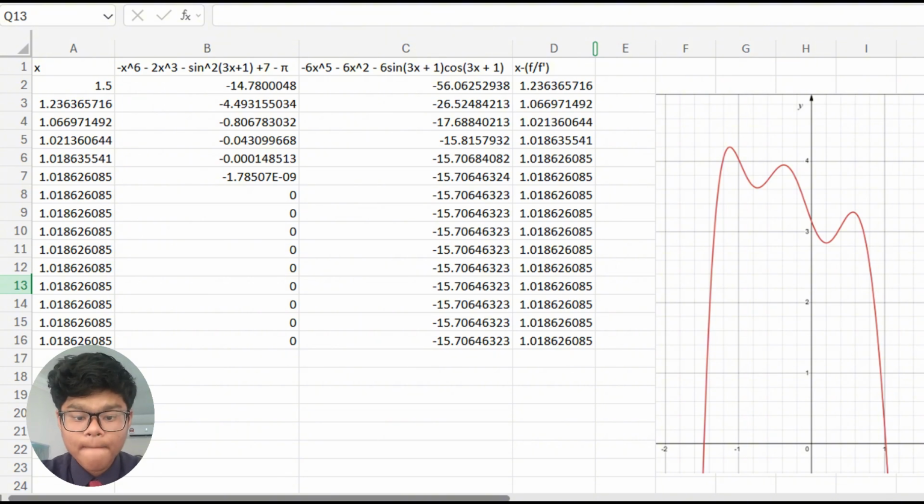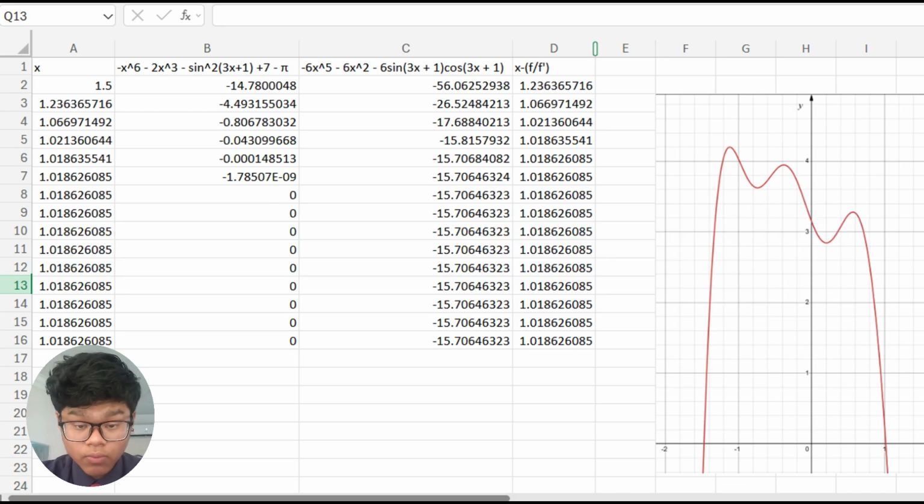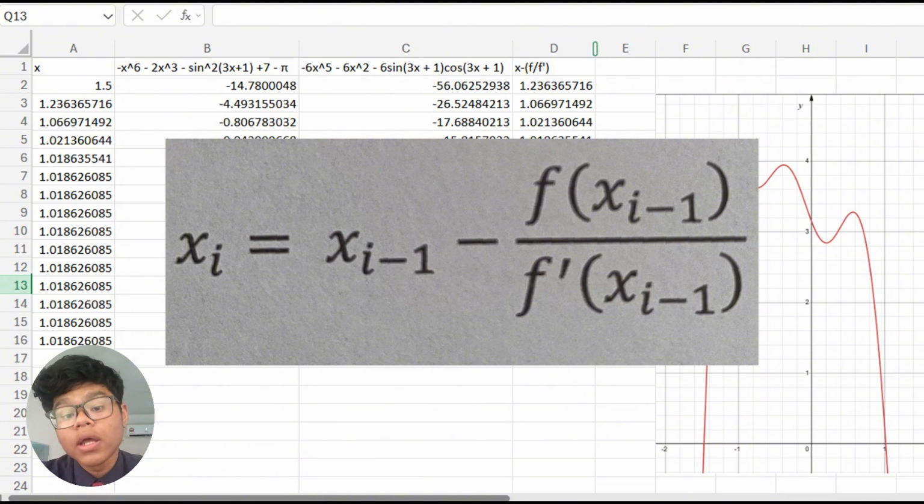of the Taylor series. By taking the first two terms of the Taylor series, we'll be having this, as you can see here. We'll replace f(x) with 0. Afterwards, we will be making x the subject of the formula, and we'll make it into the equation that is the Newton-Raphson method, and that is how you get the Newton-Raphson method's equation.